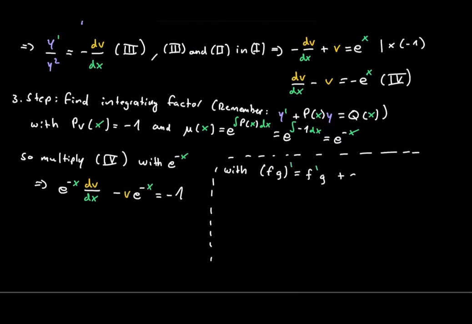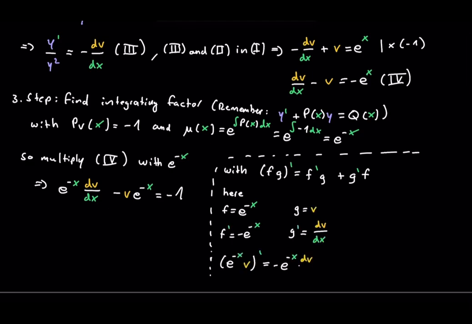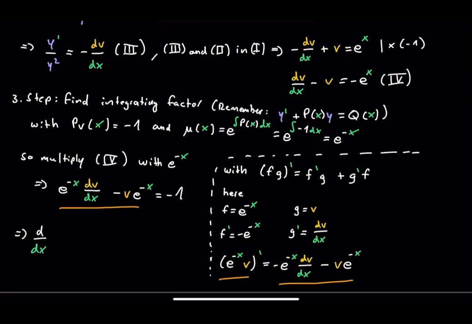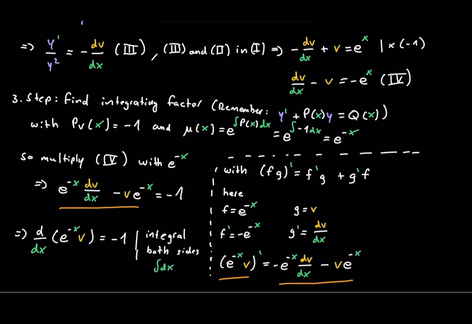The left-hand side is the derivative of e to the negative x times v. You can check that using the product rule. It's a perfect match. So the whole equation becomes d over dx of e to the negative x times v equals -1. Now we integrate both sides with respect to x.